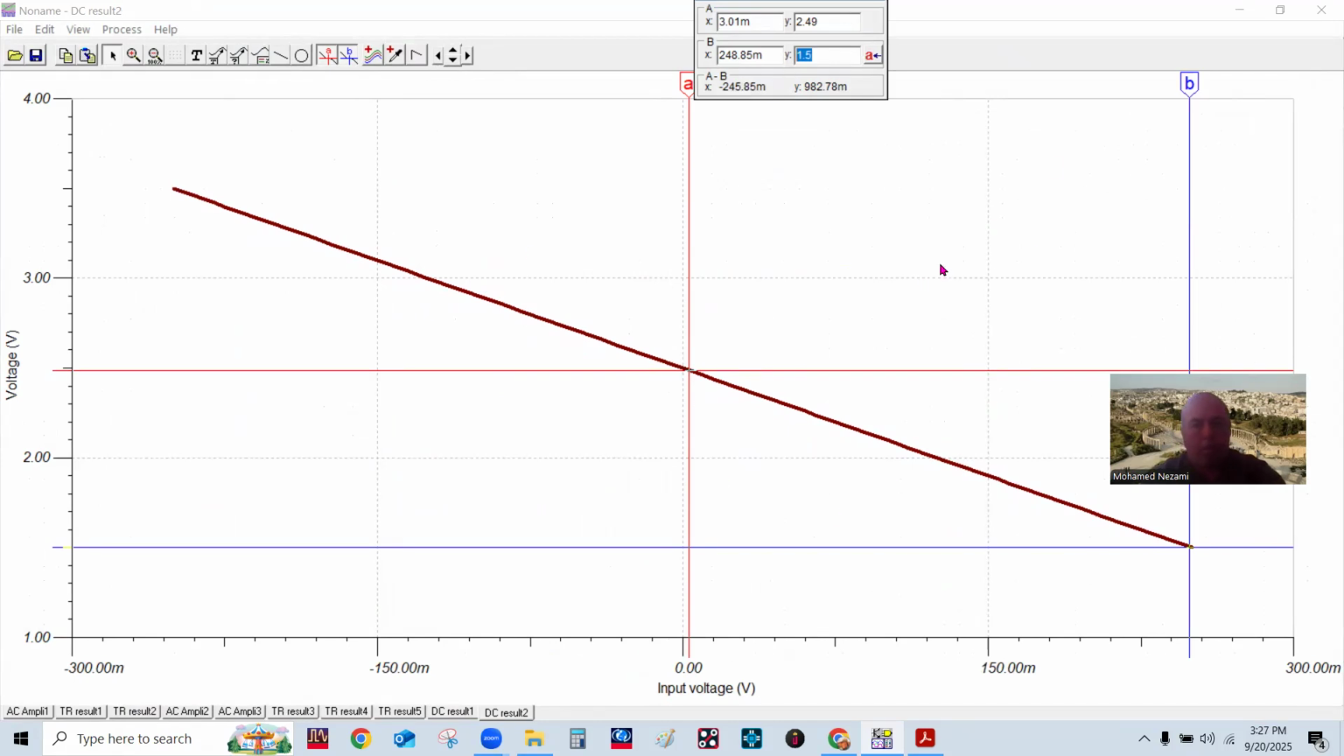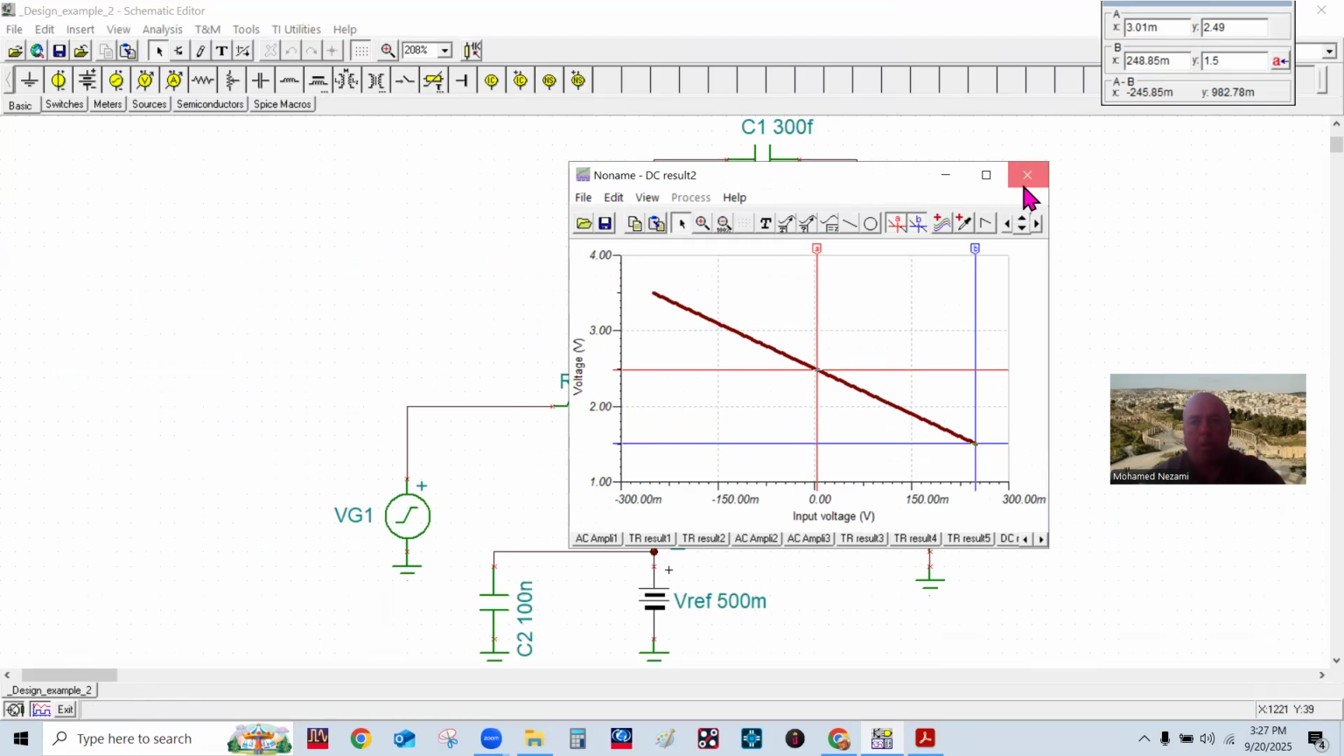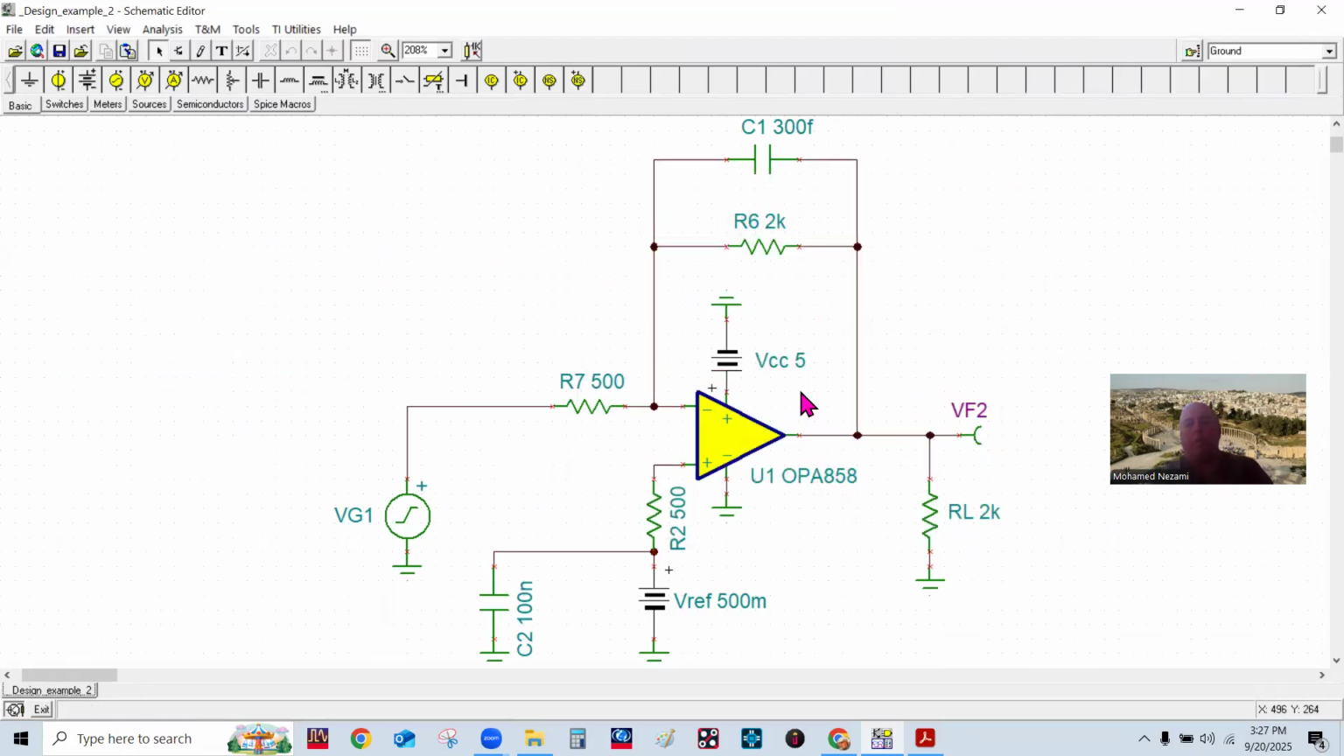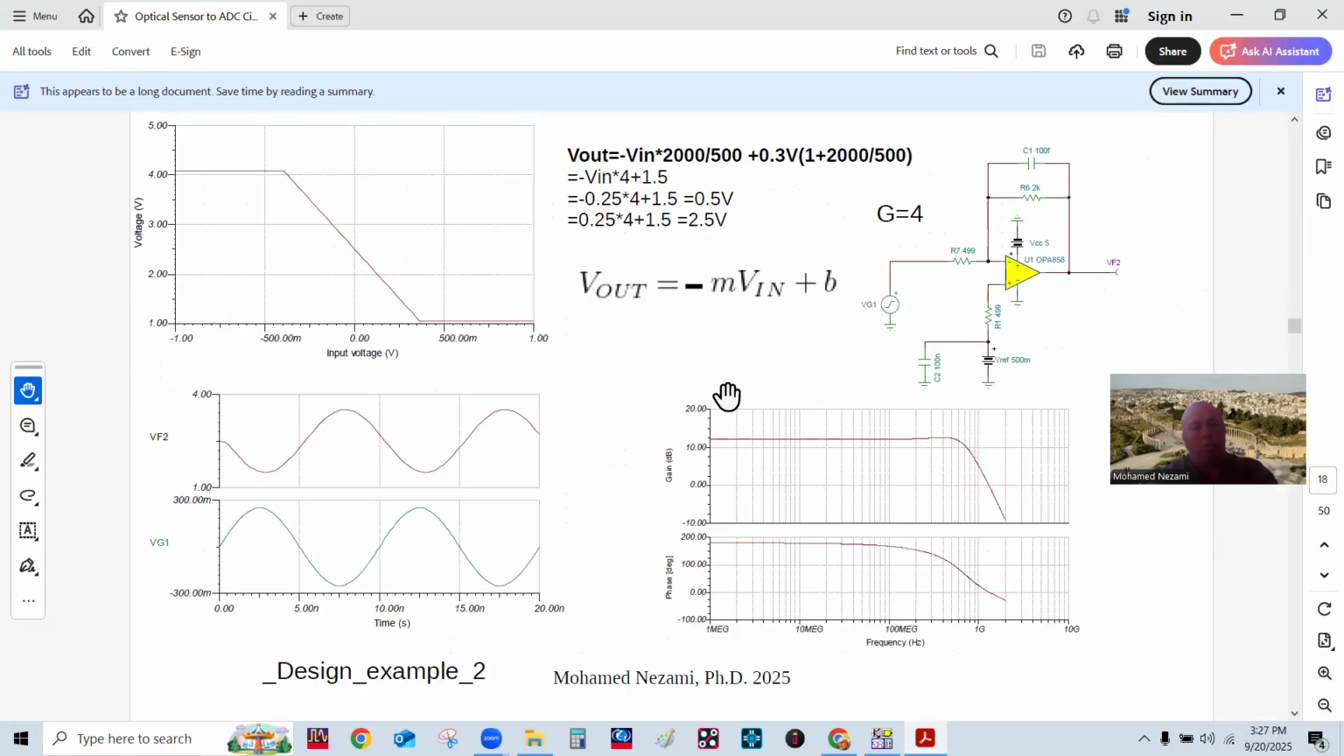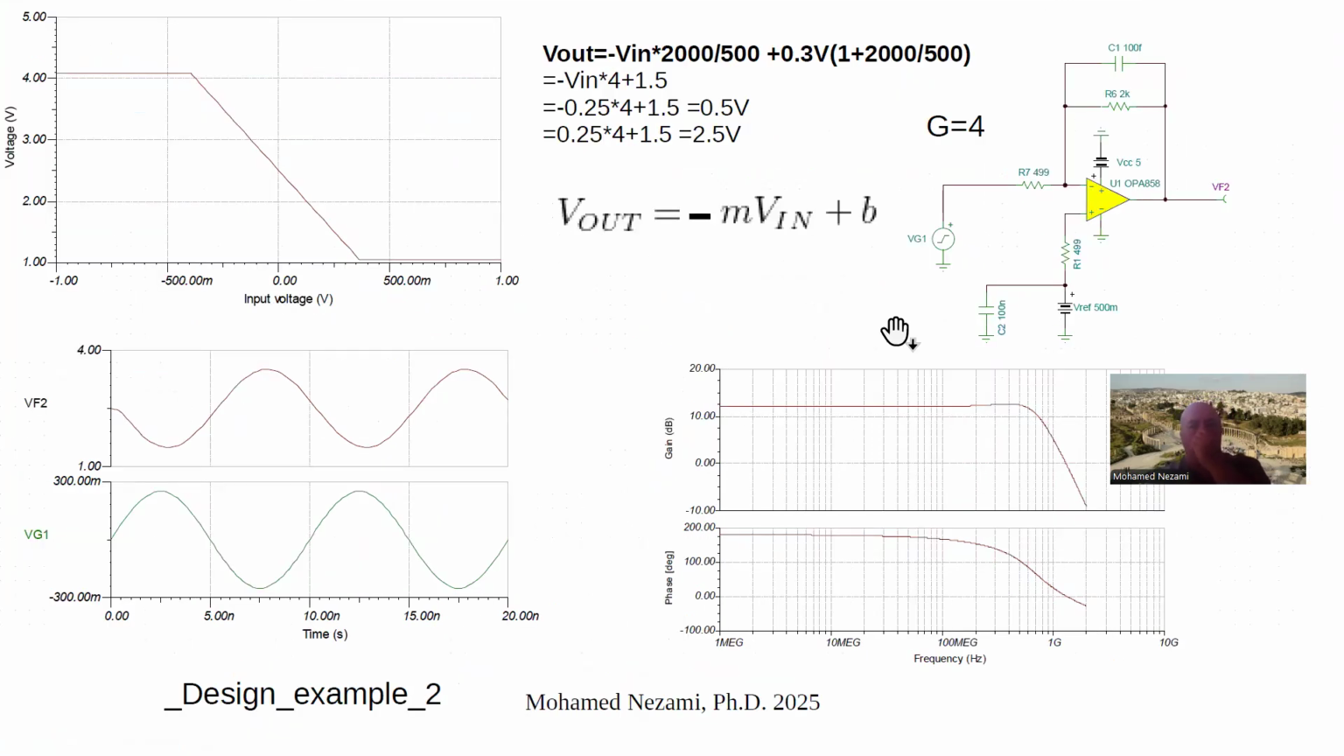All right, so what this tells you is that you really have to make sure that you know the device. But one way to circumvent this, of course, is to utilize another op amp that can go rail to rail.